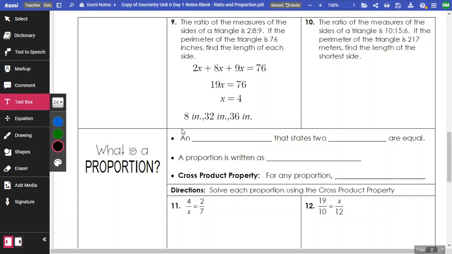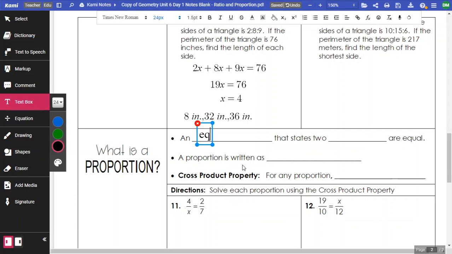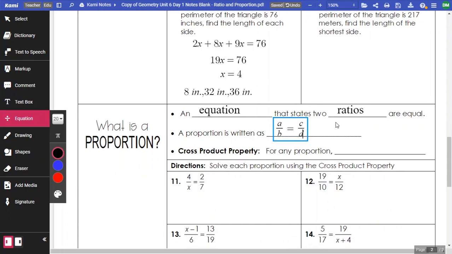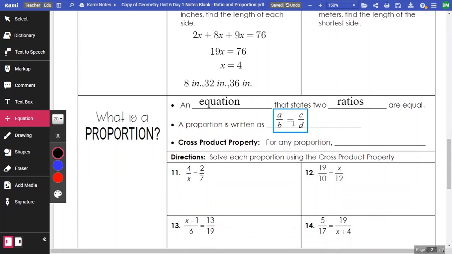It's an equation. A proportion is an equation that states that 2 ratios are equal. In this case, we're going to want to write these ratios as fractions. So our proportion is usually written as something like A over B is equal to C over D. And then we have something called the cross product property that says that for any proportion, A times D is equal to B times C.